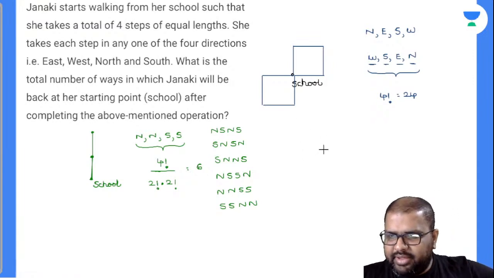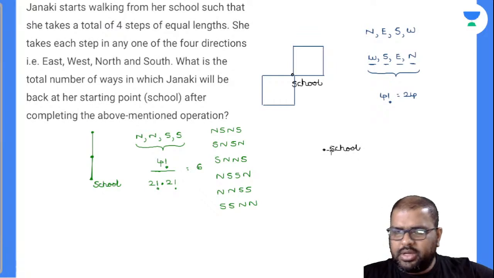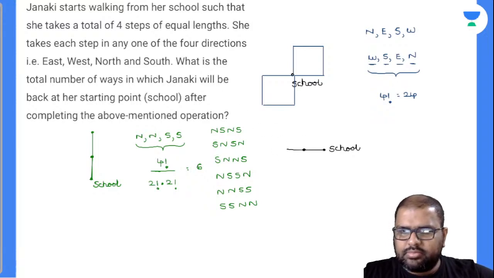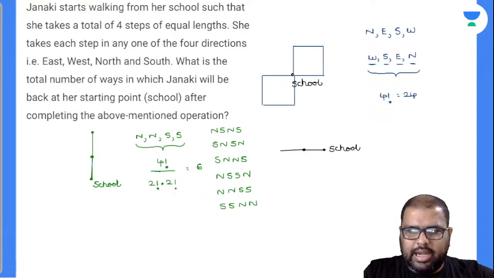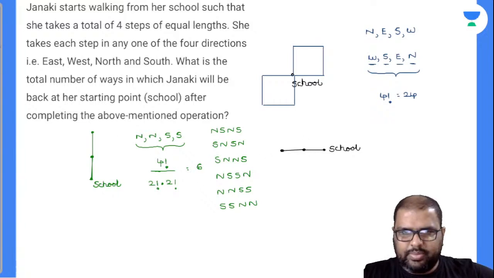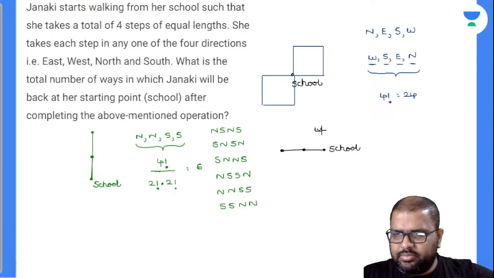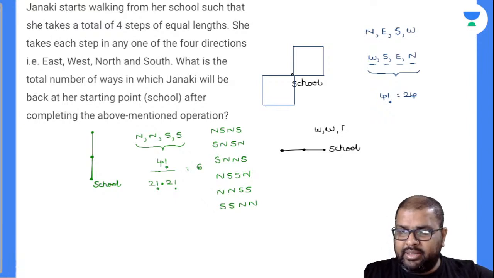So let us see. This is one way. This is the school there. Now see here, Janaki moves 1 step towards west. Again 1 step towards west. And see here, 1 step towards east, east. So automatically, is this the way there? WWEE. Of course, she is back to her school there. Now this also can be arranged in 6 ways.